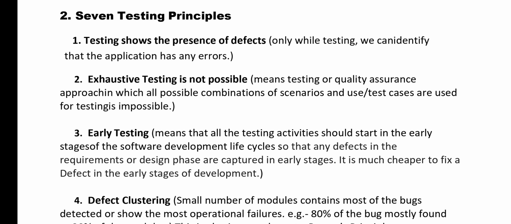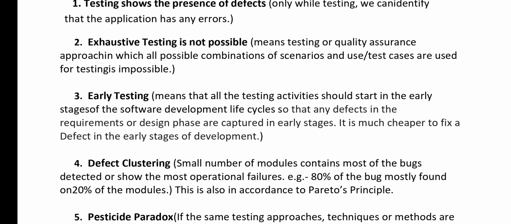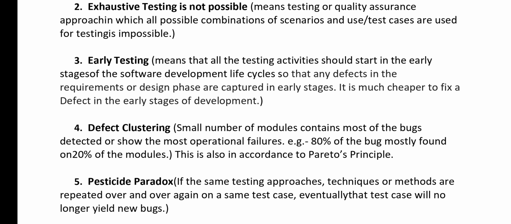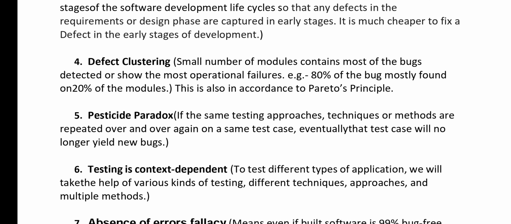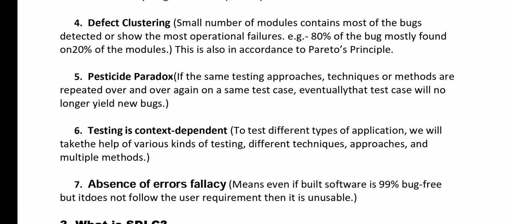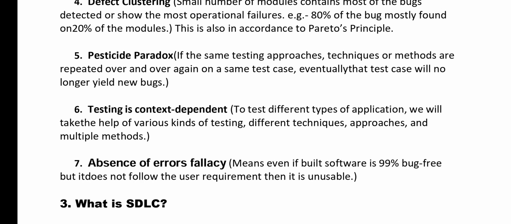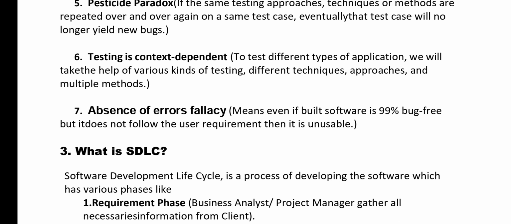And there are totally 7 testing principles, which are: testing shows the presence of defects, exhaustive testing is not possible, early testing, defect clustering, pesticide paradox, testing is context dependent, and absence of error fallacy.